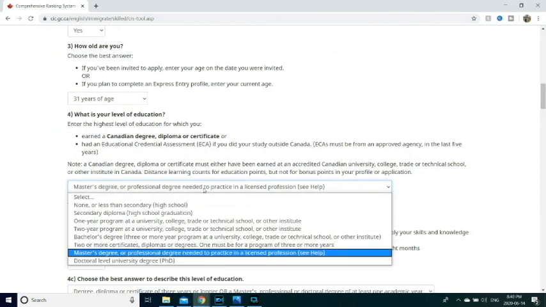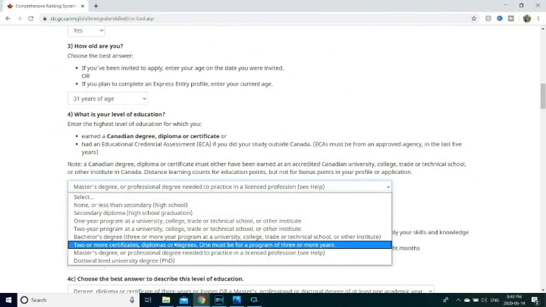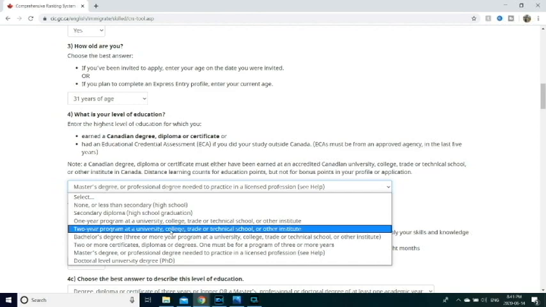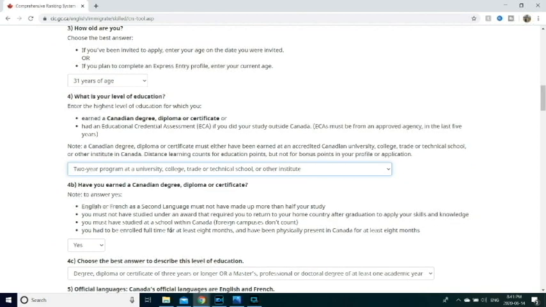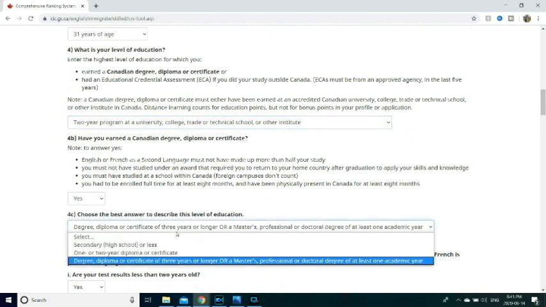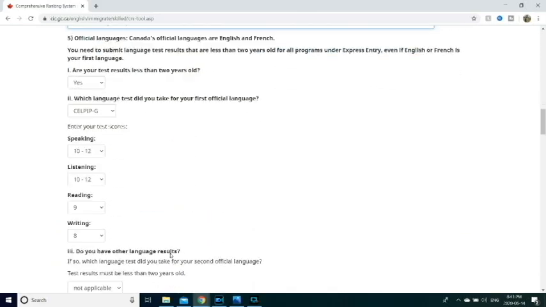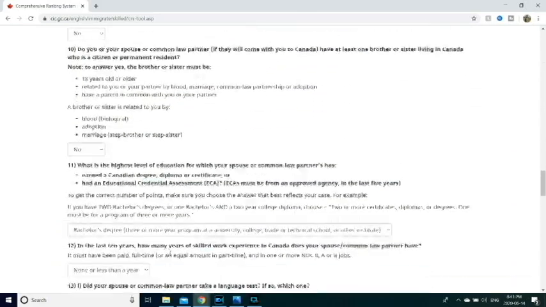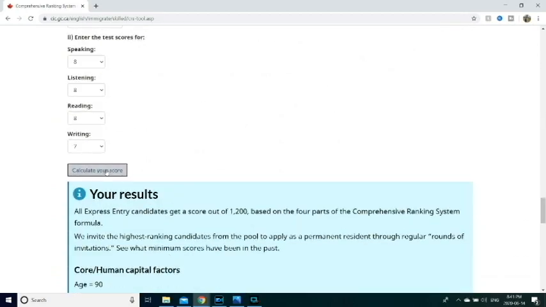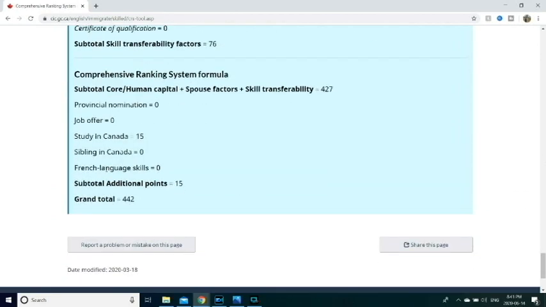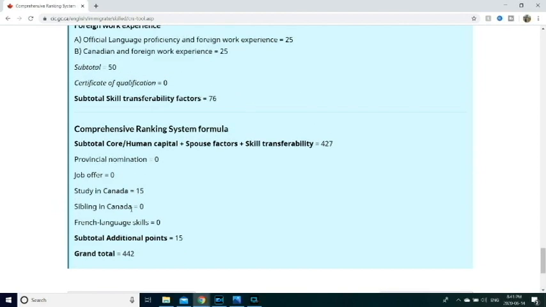I'm not changing anything else, I'm just changing this. Okay, so a 2-year program at university is going to be the answer. Canadian degree, yes, it will change again. Two or more year diploma. And rest everything is going to be the same. Let's see how much difference it's going to make in your profile. Oh, 442. See, earlier your points were more than 500, but now it's not even 450. So that's the difference when you're coming with your family and you choose a PG diploma or a master's degree.